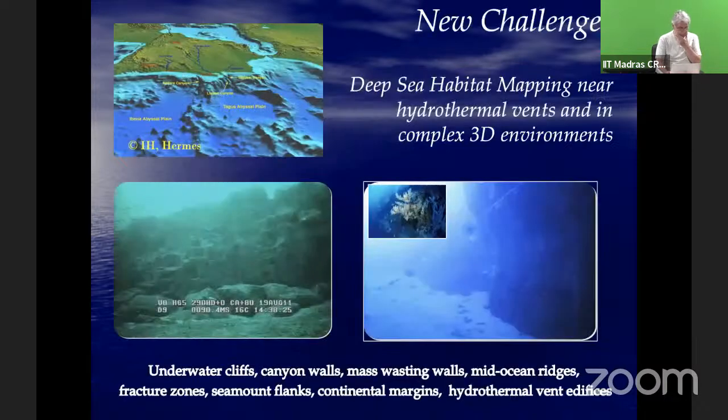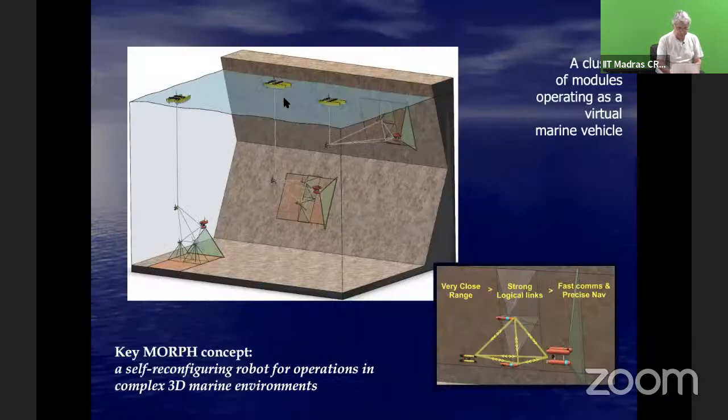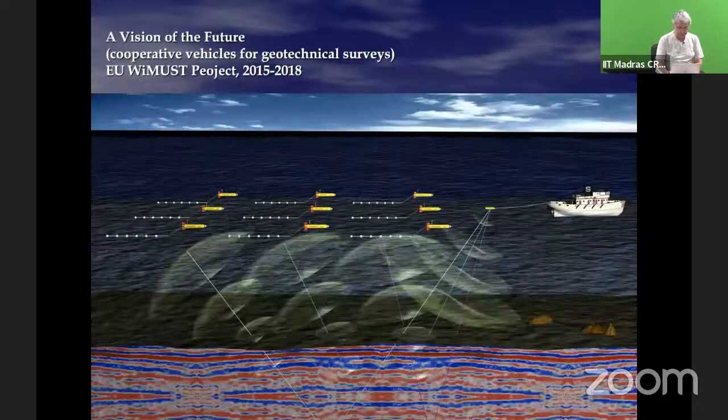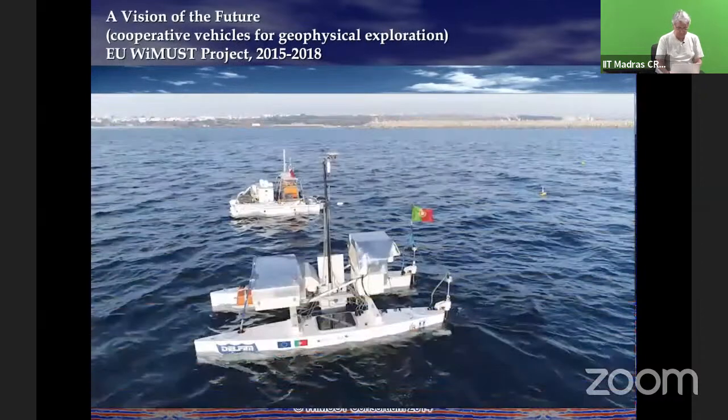I also showed you this project where we have the morph vehicle, and essentially you have 1, 2, 3, 4, 5 vehicles working in cooperation, so they all have to talk to each other. These are all examples of projects, and this one I mentioned to you, where you need cooperative motion control.